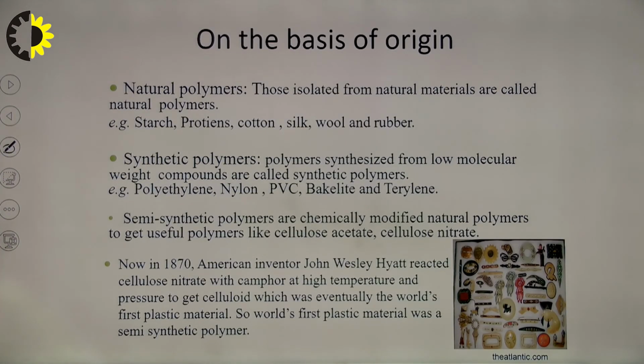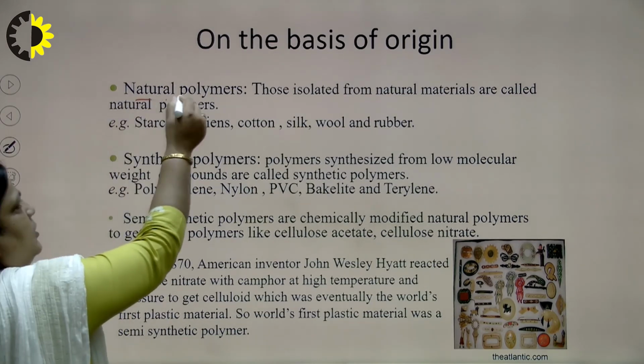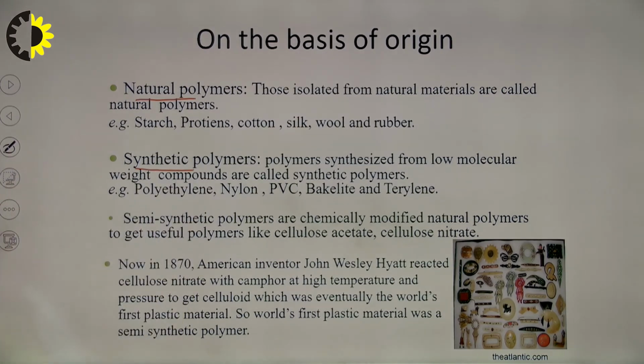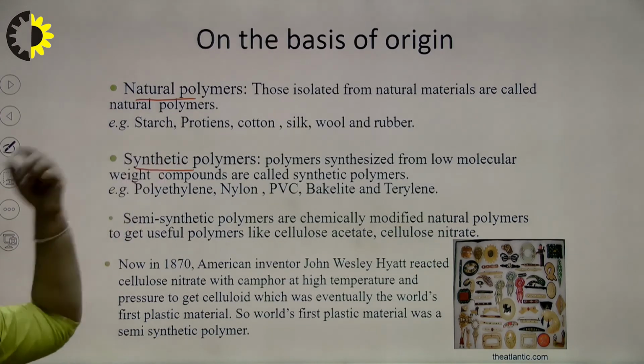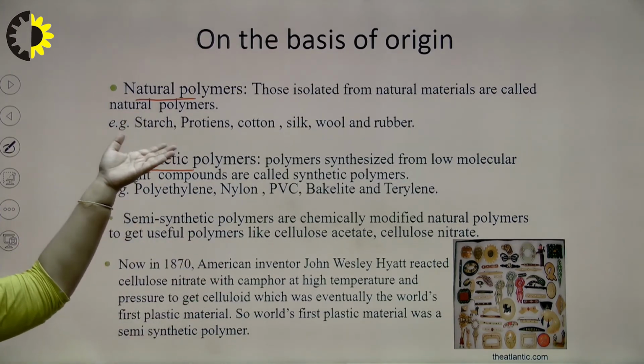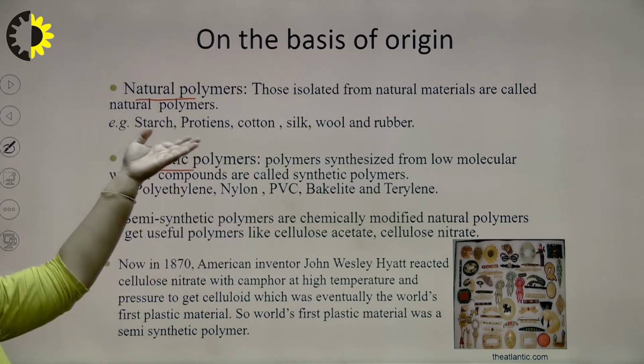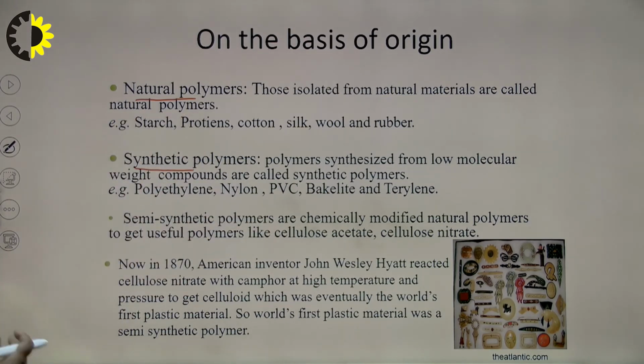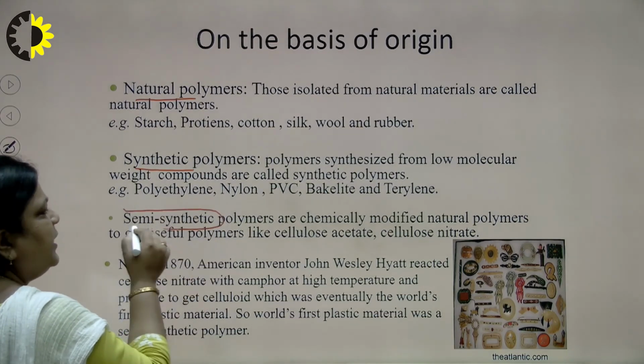Now, if we take the basis of origin, so I think it is clear that on the basis of origin, they can be described as natural polymer as well as synthetic polymer. Natural polymer means those isolated from natural materials, and synthetic polymer means which are synthesized in laboratory. Natural polymers are biopolymers, natural rubber, starch, proteins, etc., while the synthetic polymers are all types of polymers which we use. But in between these, one another type is semi-synthetic polymer.